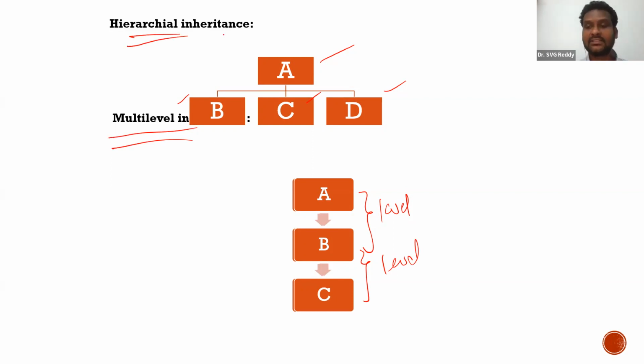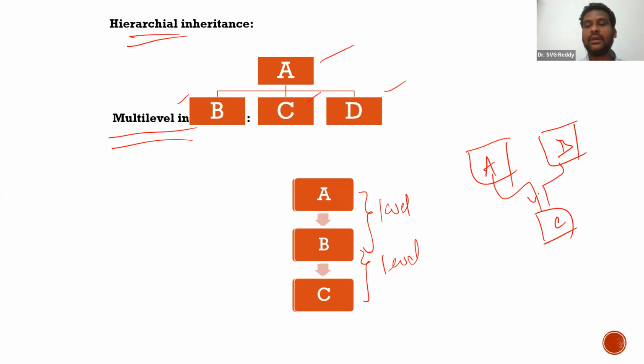We have something else also. What is that? If I have a class A and a class B, and there is a class called C which is derived from A and B.